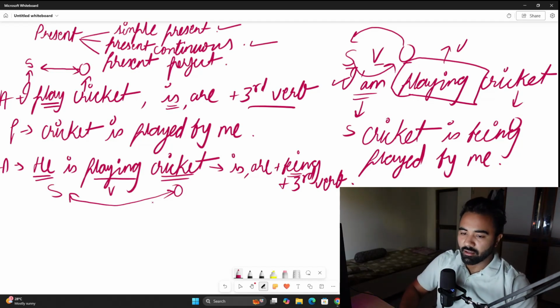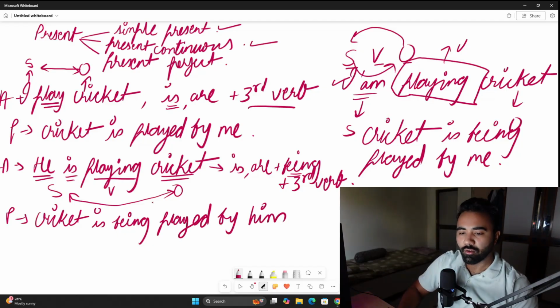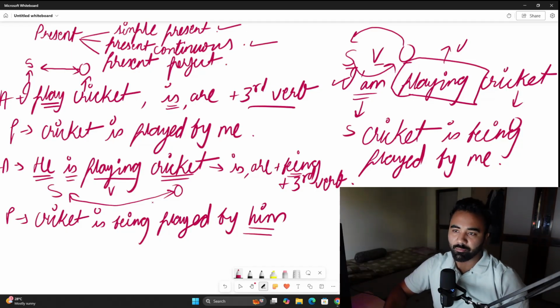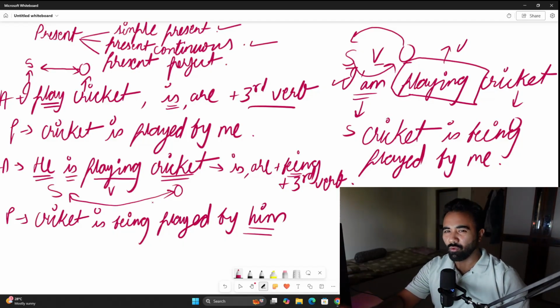Okay, so I need to keep cricket as an object, so I'll write cricket is being played by him. Okay, so now I have taken cricket as the subject and him becomes the object. So this is the passive voice for present continuous. I know it sounds a little bit tricky, but it might take a few practice worksheets for you to completely get comfortable with transferring sentences from active to passive.